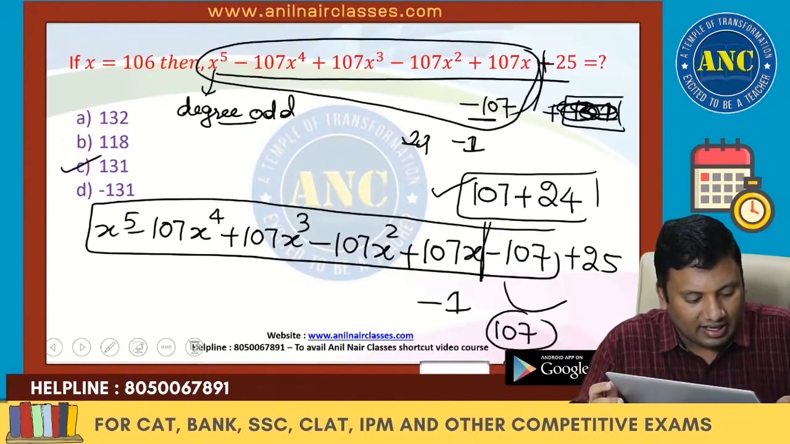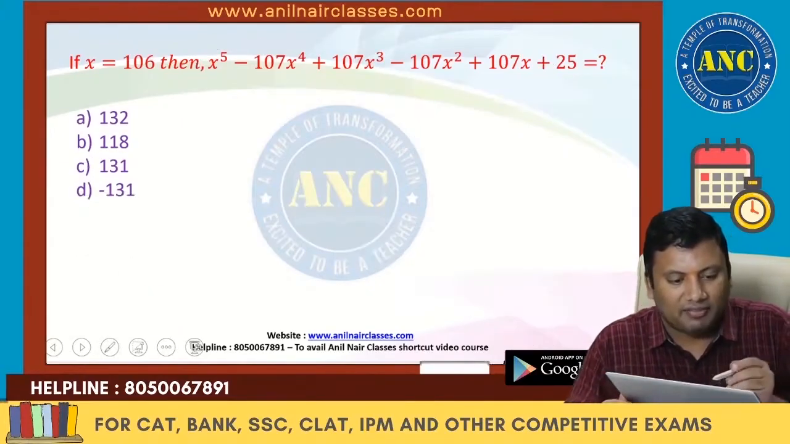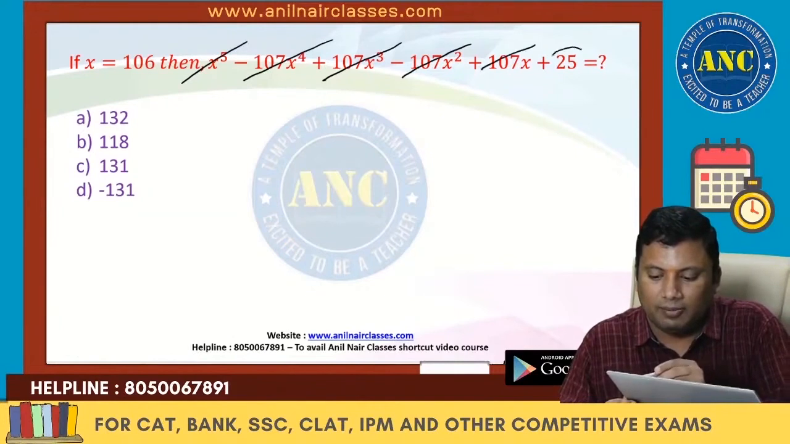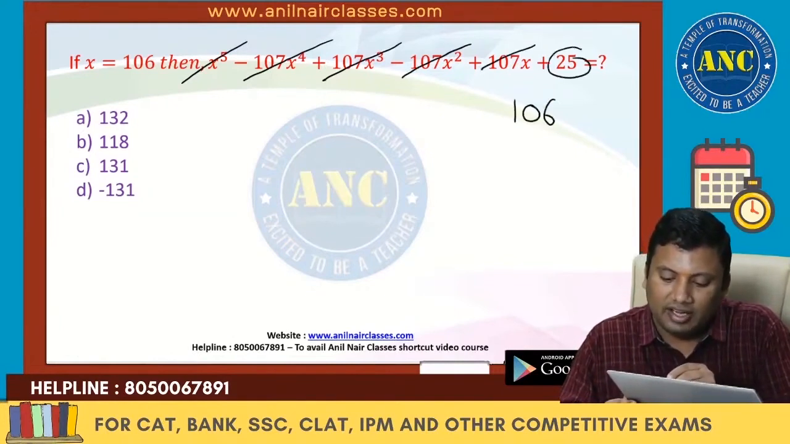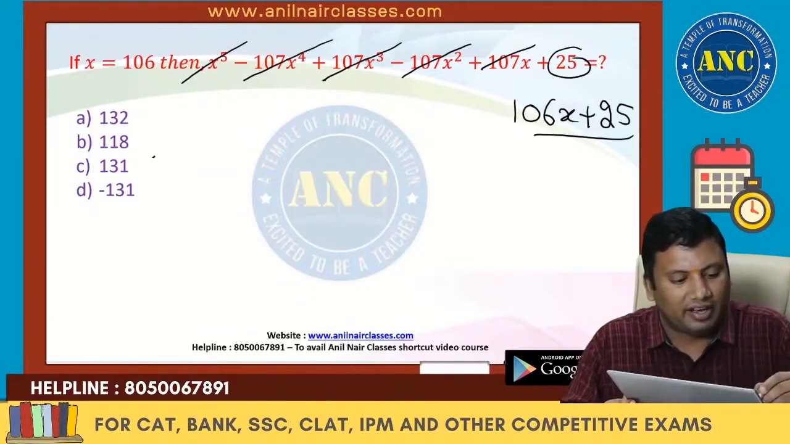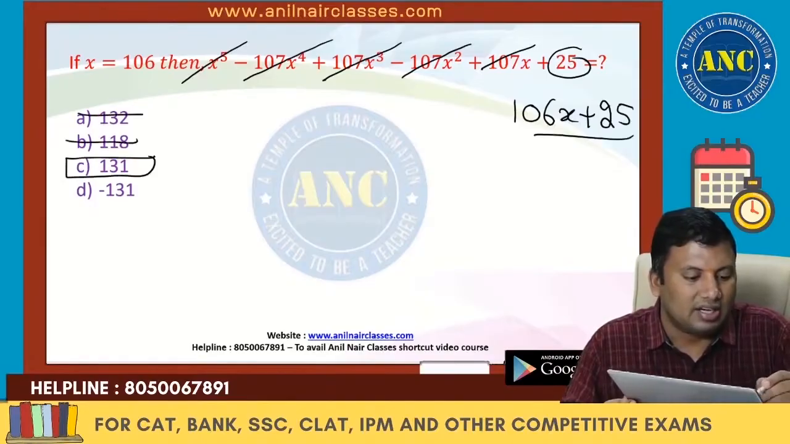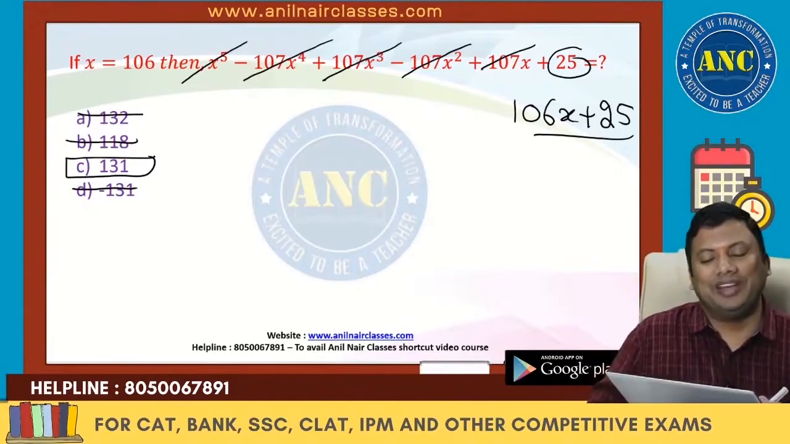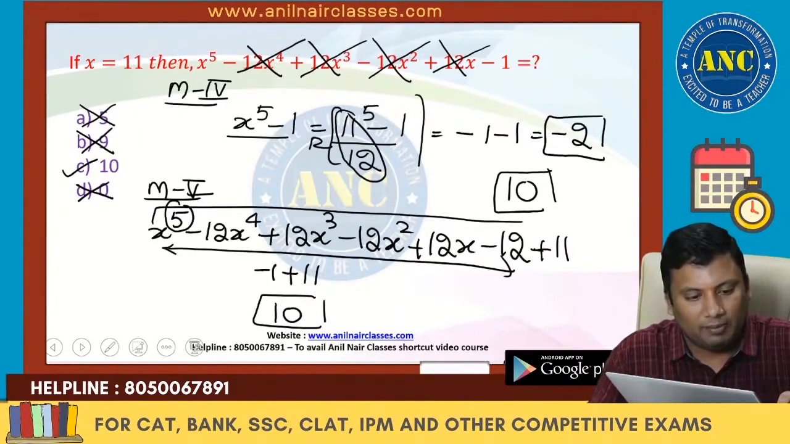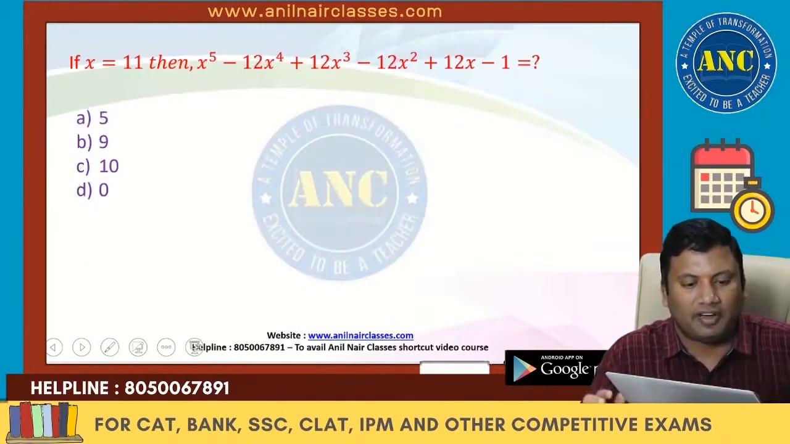Now see here. Here also, listen carefully. All are divisible by 106. Answer when divided by 106 should give a remainder 25. Directly the answer is 131. I hope the idea is clear. Just by looking at the question itself, you are able to eliminate a lot of answer options.